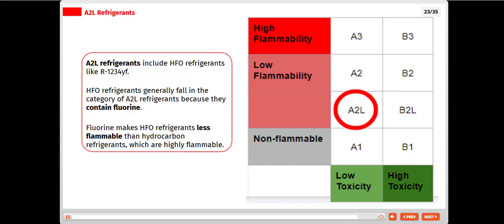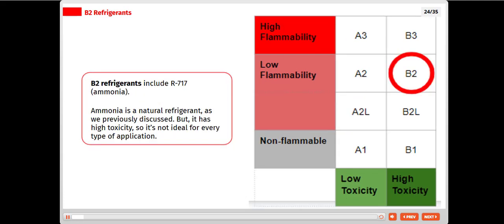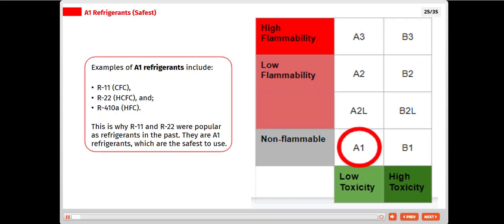B2 refrigerants include R717 or ammonia. Ammonia is a natural refrigerant, as we previously discussed, but it has high toxicity, so it's not ideal for every type of application. Examples of A1 refrigerants include R11, CFC, R22, HCFC, and R410A, HFC. This is why R11 and R22 were popular as refrigerants in the past. They are A1 refrigerants, which are the safest to use.